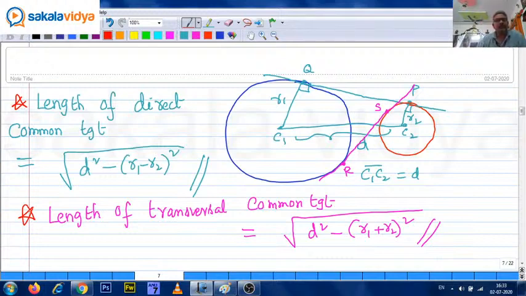So if you want to find the length of the direct common tangent and the length of the transversal common tangent, you will not be directly given the d value, r1 value and r2 value, but you need to find the radius of the first circle r1 and center of the first circle c1. And in the second case, you need to find the radius of the second circle r2 and center of the second circle c2. Then we need to find the distance between the centers, that is d, using the distance formula, and then using these two formulae we can find the length of the direct common tangent and the length of the transversal common tangent.